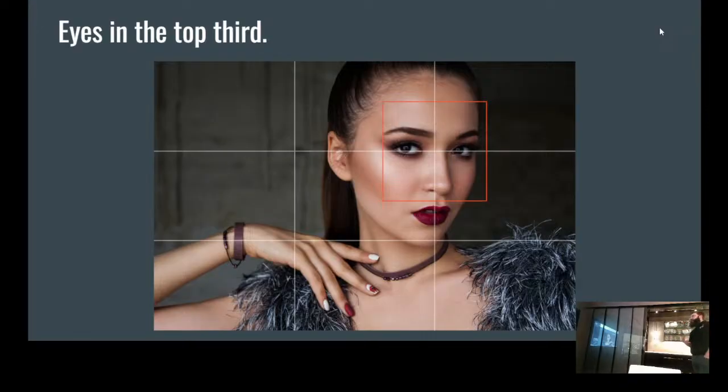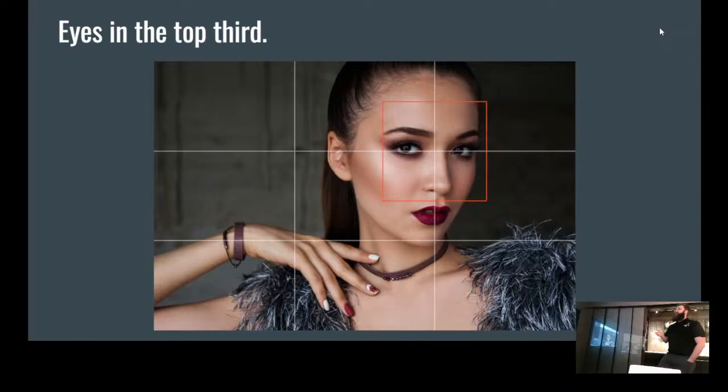Humans naturally have their eyes in the top portion of their face or of their head. Therefore, keeping the eyes in the top third of the image is a natural indicator and a movement path for people who are viewing your photo. Most people will start by looking at the eyes.